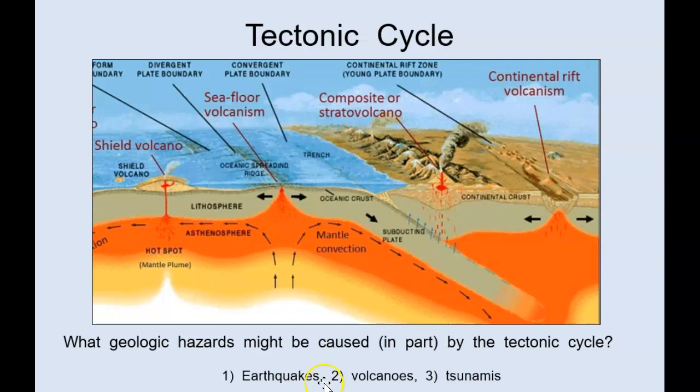So yes, earthquakes and volcanoes are pretty much only caused by the tectonic cycle. Tsunamis, on the other hand, also have to do with the hydrologic cycle, but are mostly just under-ocean earthquakes that occur, and because of the water that is in the ocean, they get that extra help. So those three natural hazards are mostly caused by the tectonic cycle.